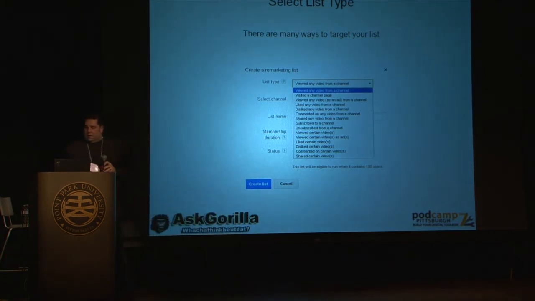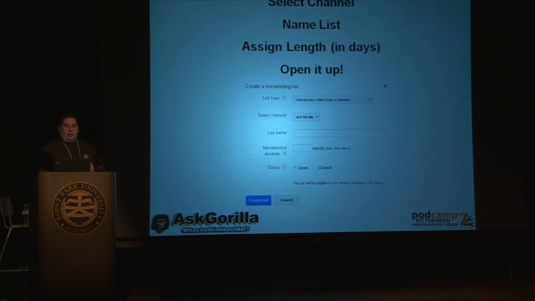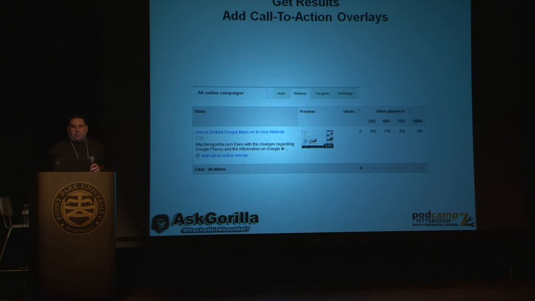That's the criteria. So how did they look at it? Did they comment? You can target people who commented on your video. How engaged is that person? That person liked your video enough to leave a comment, even if they liked the video. So now you select the channel, you name it, and you assign a link to it. That's it. Open it up, and it's done.